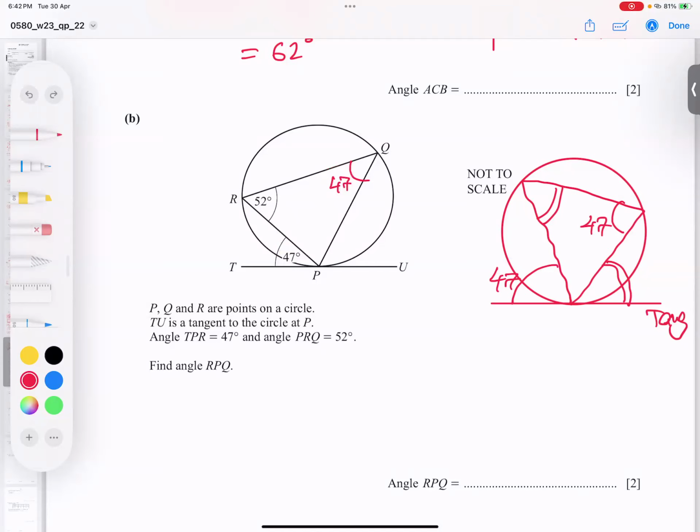And what he's asking for is RPQ. Where's RPQ? Hold on, RPQ. So this is the angle he talks about. So first of all, I will say angle Q is equal to 47.